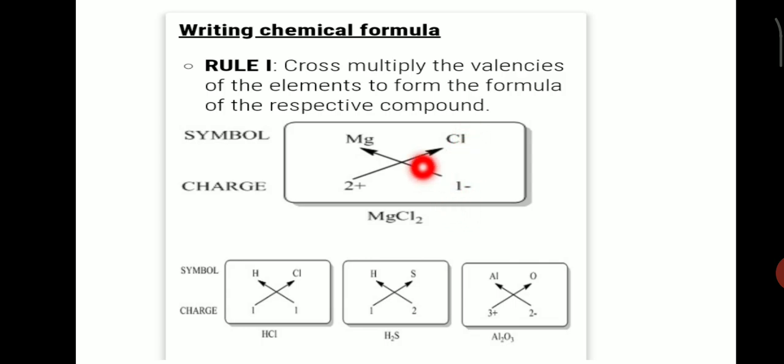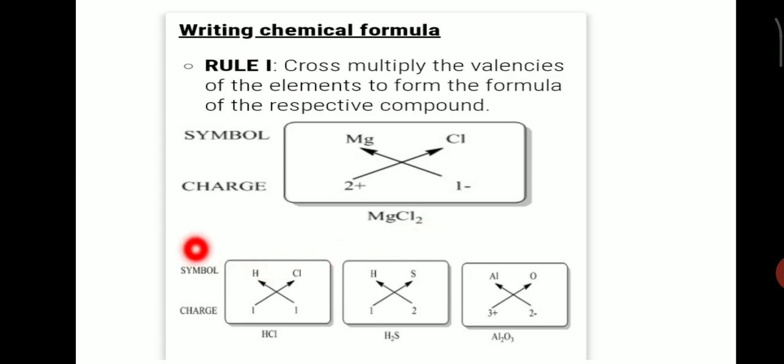Next step is we cross multiply the valencies of the elements. Cross multiply means the valency of chlorine is now the valency of magnesium, and the valency of magnesium will go as the valency of chlorine, interchanging their valency. Thus magnesium gets 1, Mg1, and chlorine gets the valency 2, that is Cl2. Thus the compound symbol becomes MgCl2.